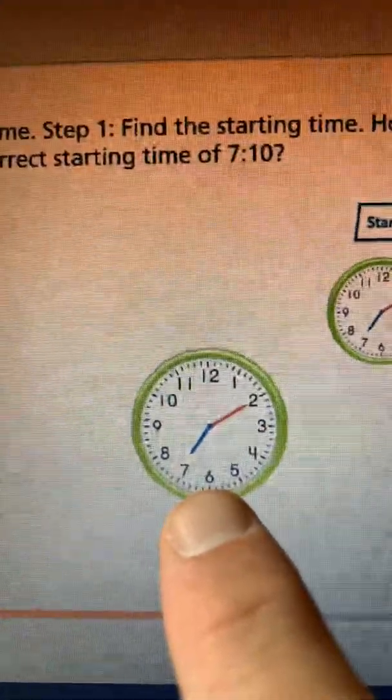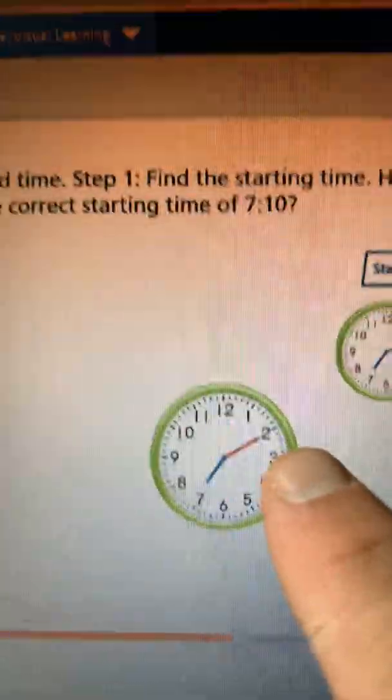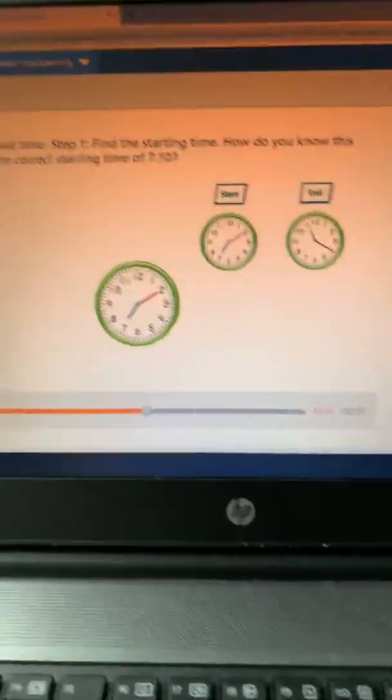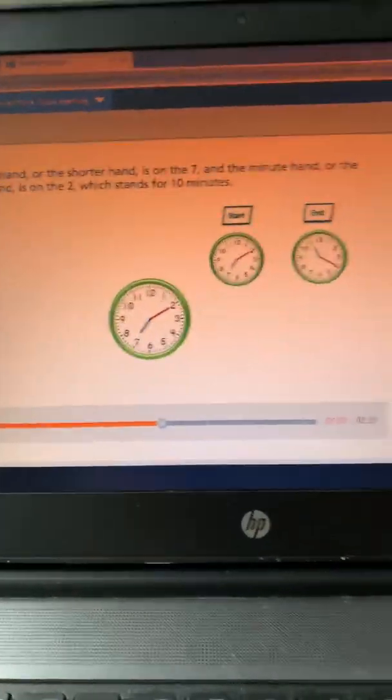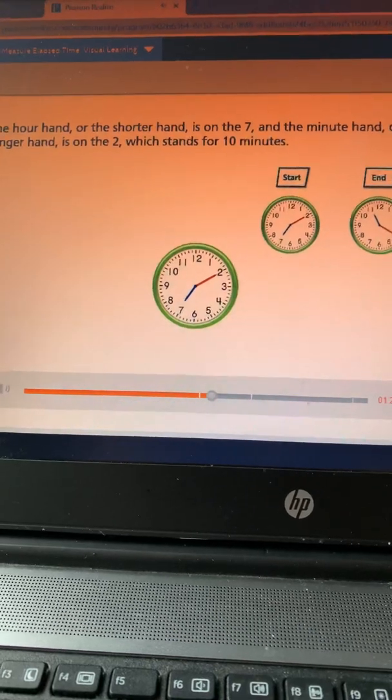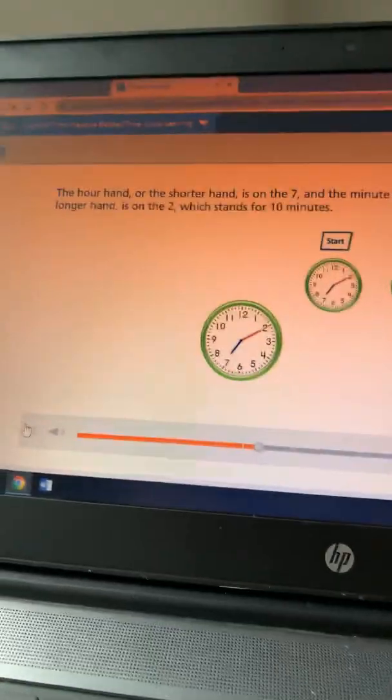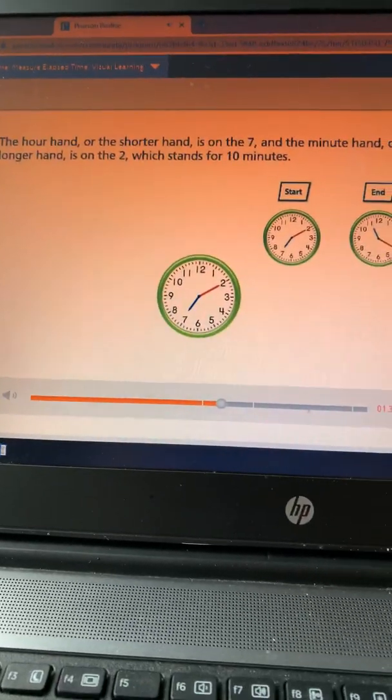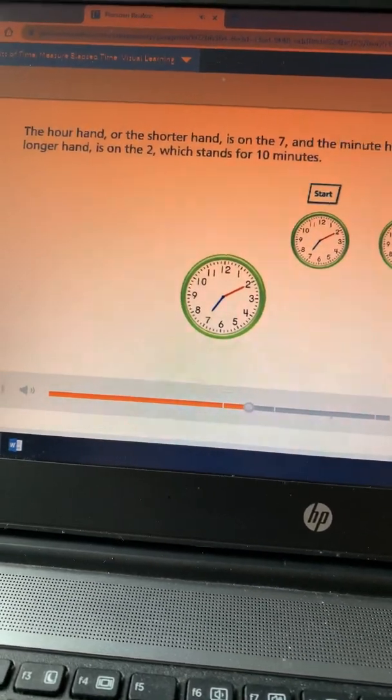Remember, we always list the hour first and then the minutes second. Okay? The hour hand, or the shorter hand, is on the 7, and the minute hand, or the longer hand, is on the 2, which stands for 10 minutes.